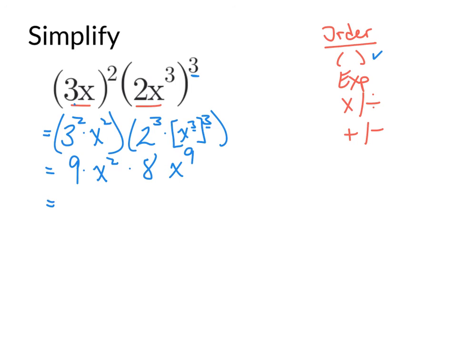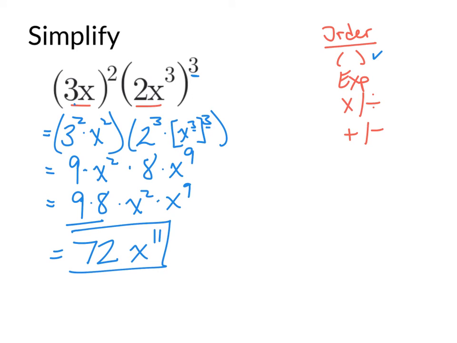Now we're going to rearrange, because the only thing that's left is multiply, multiply, multiply. I'm going to look at that as 9 times 8 times x squared times x to the 9th, because 9 times 8 is 72. And when it comes to x squared times x to the 9th, we're multiplying these two powers together, so we have to add the exponents. 2 plus 9 is 11.